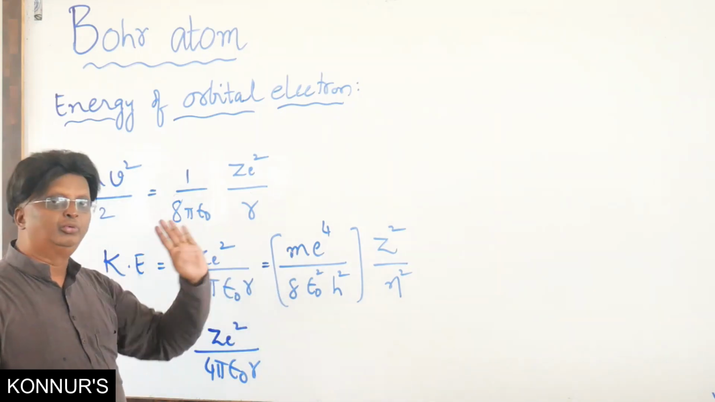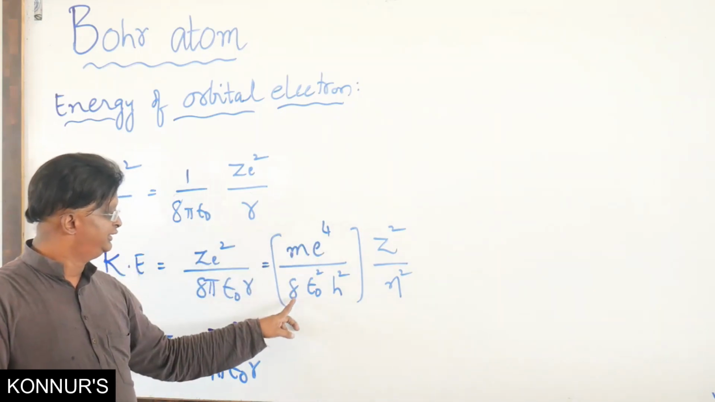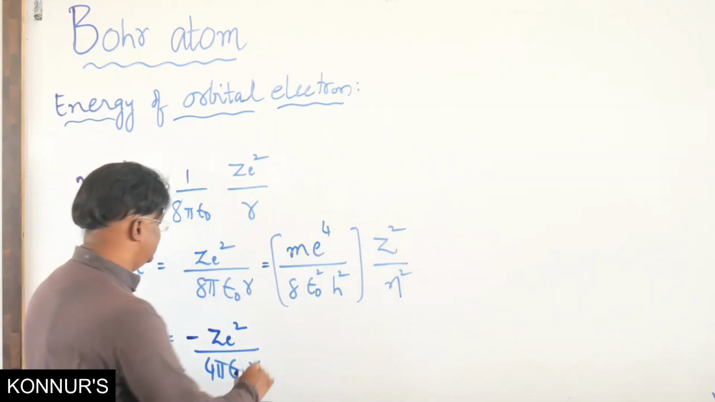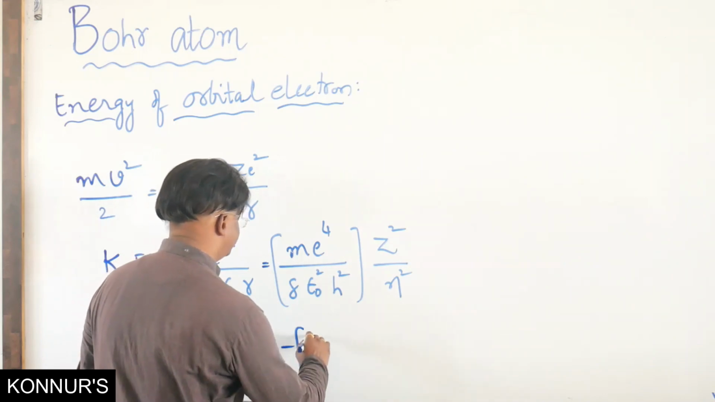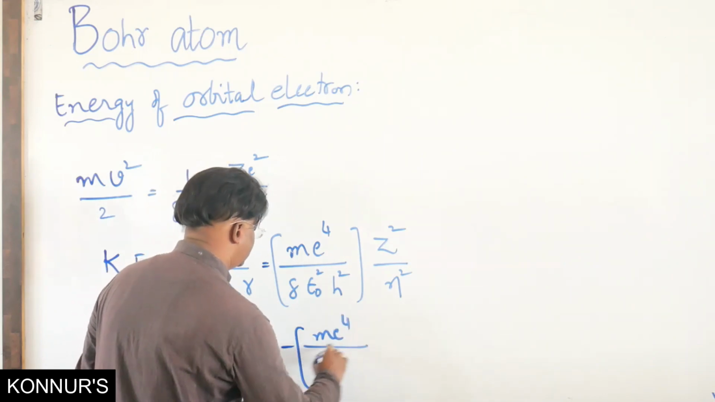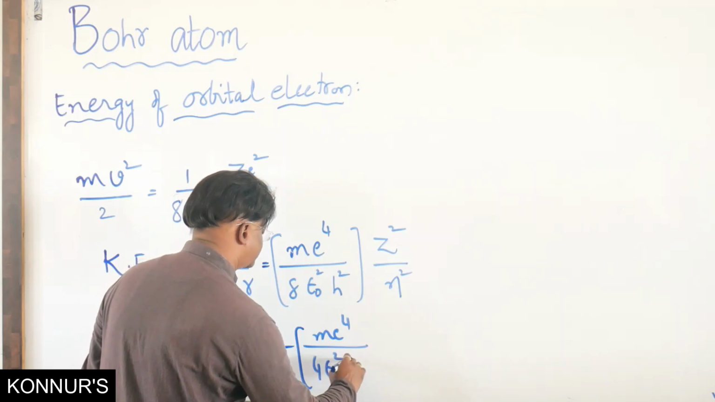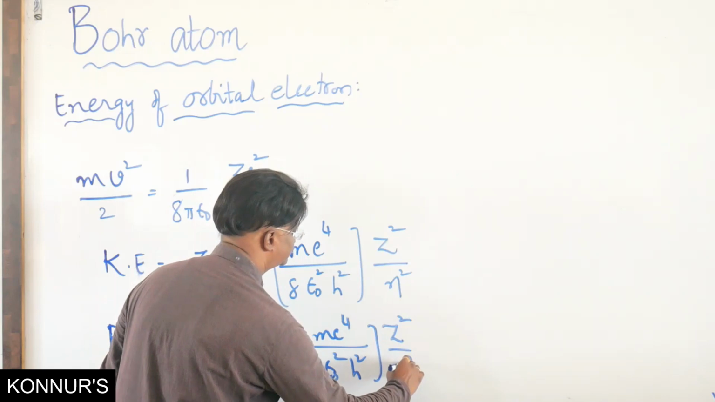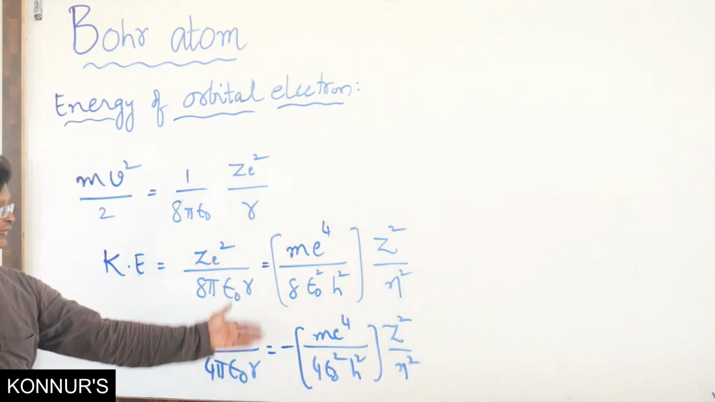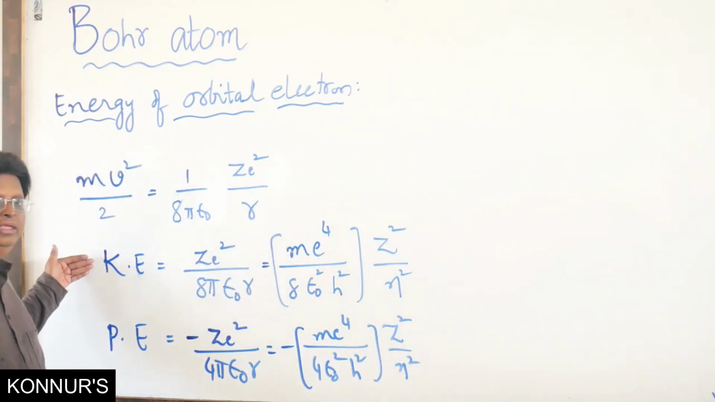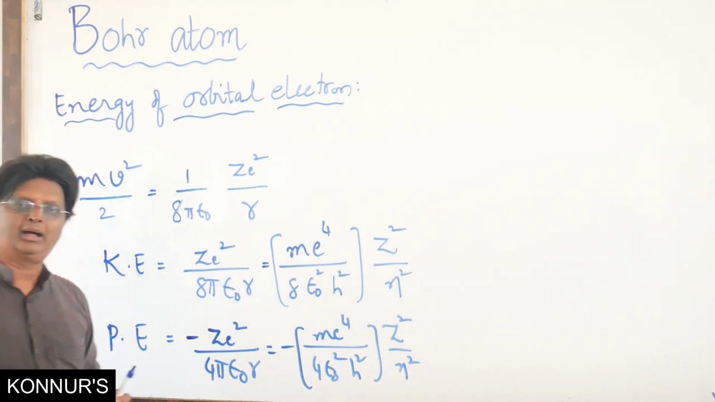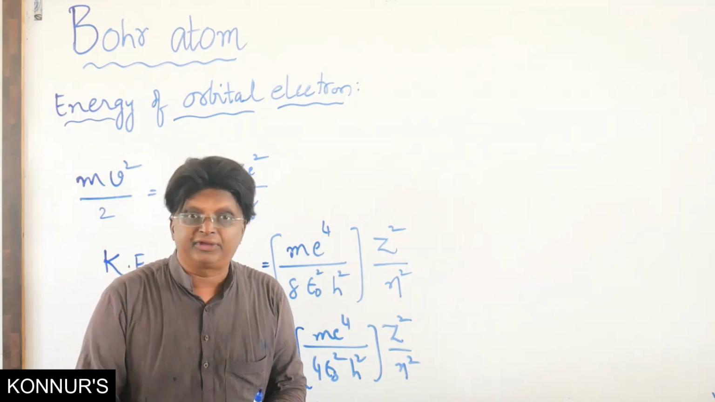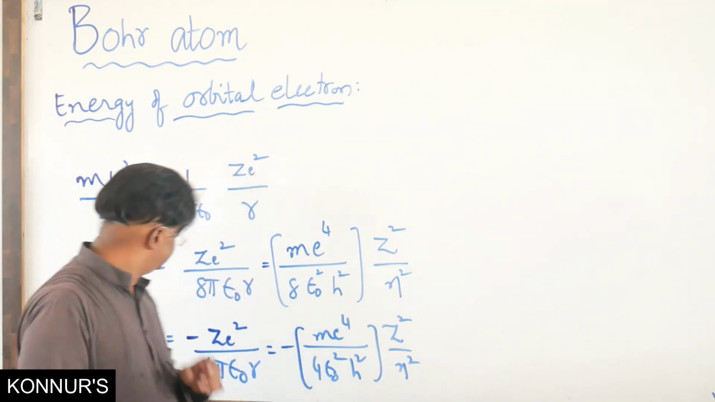Here also the only difference is that same m to the power 4. Here it becomes 4 epsilon naught square h square Z square by n square, of course with the negative sign, minus of m e to the power 4 by epsilon naught square h square times Z square by n square with negative sign. So this total energy will be negative of kinetic energy. So for an orbital electron the total energy is negative, which is the significance of a bounded system.